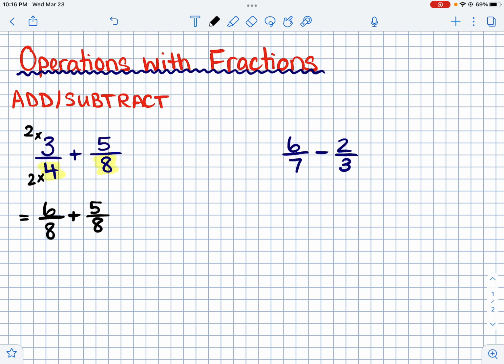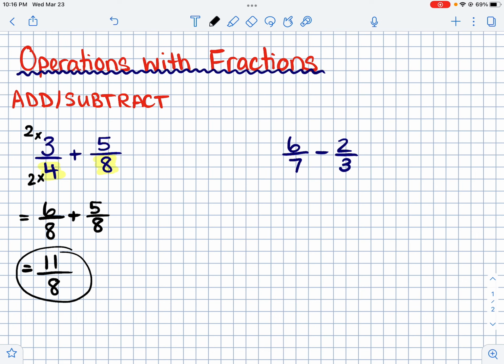Once our denominators are the same, we can just add the numerators together. So 6 plus 5 is 11. 11 over 8 is the answer, which you could just leave as an improper fraction, or if you wanted to, you could rewrite it as a mixed number. But I'm just going to leave mine.